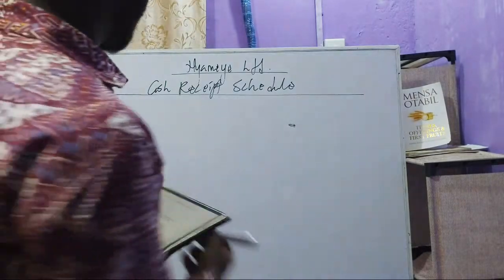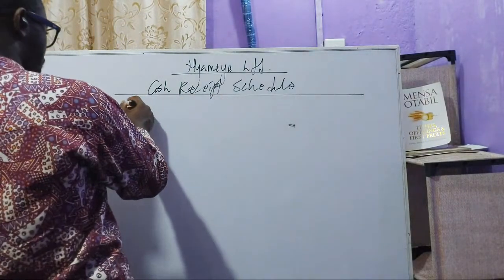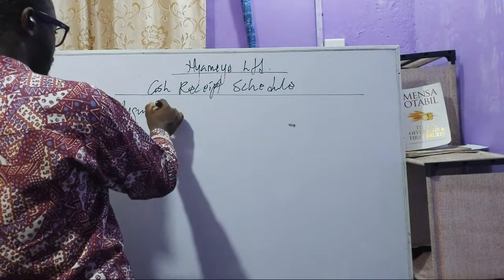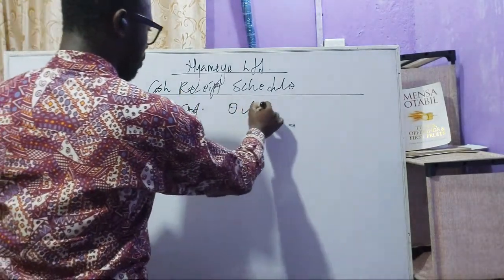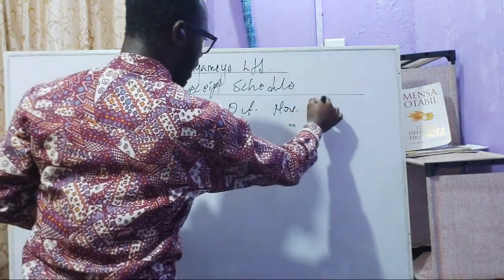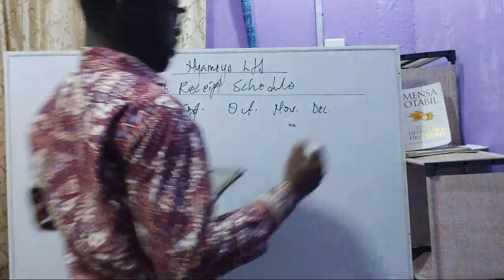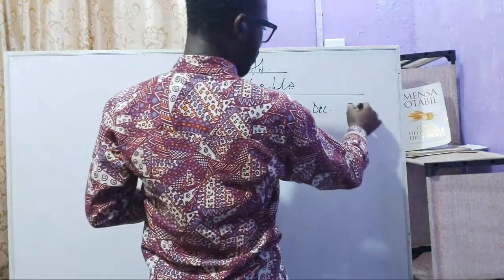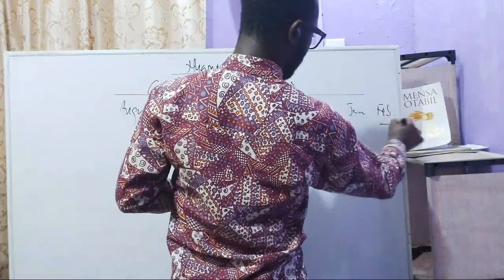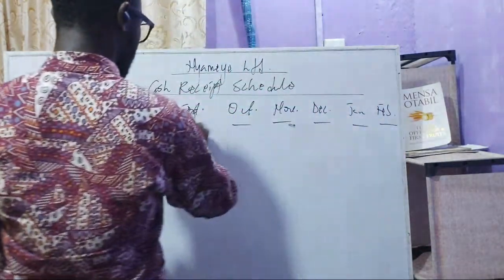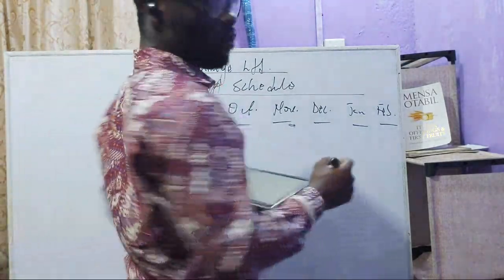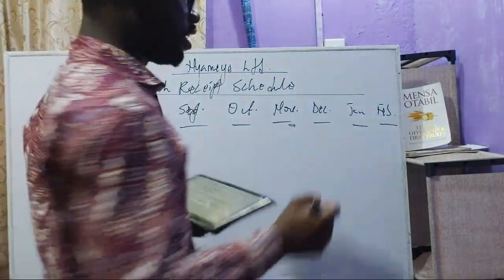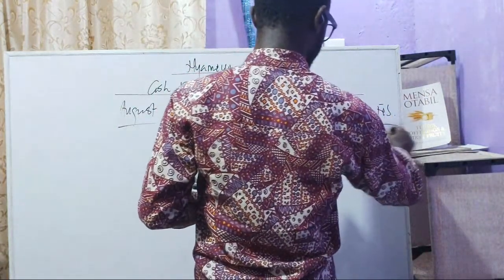So we bring the months respectively. So we're going to have August, September, October, November, December. I may want to bring January and maybe February because of the collection schedule of the organization. The currency we are using in this question is Ghana cedis.